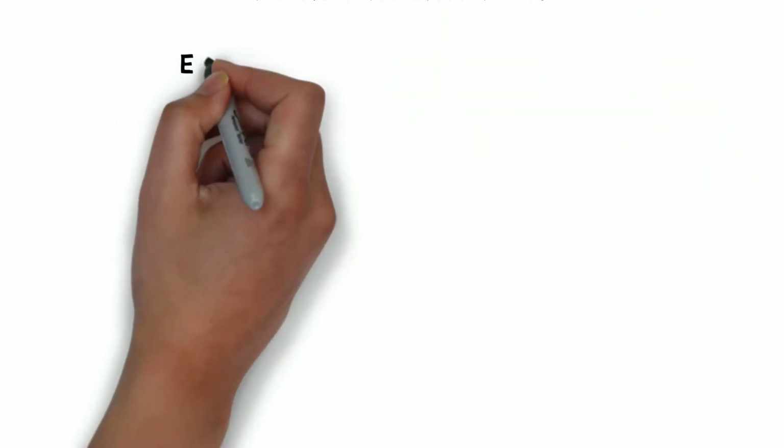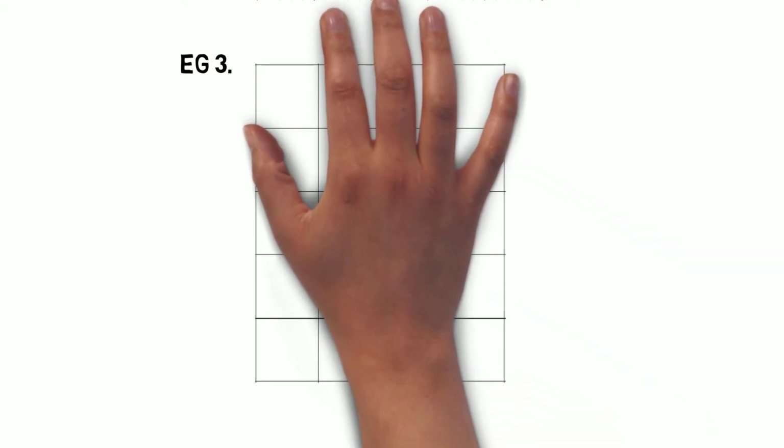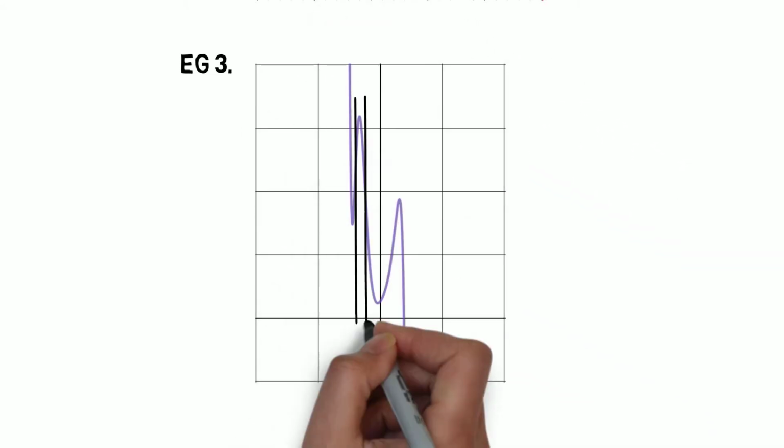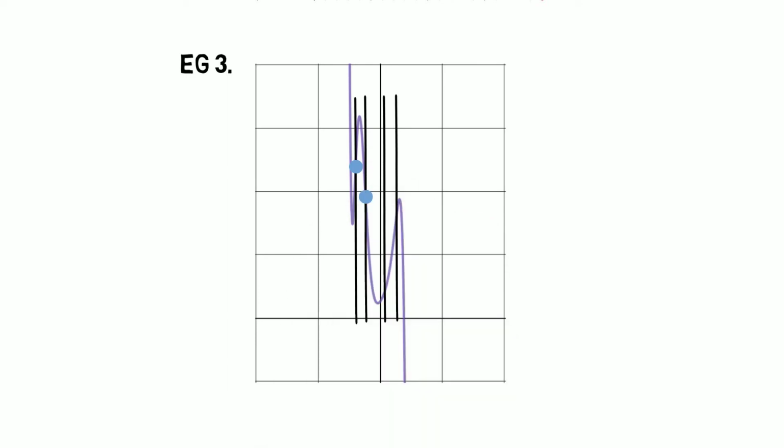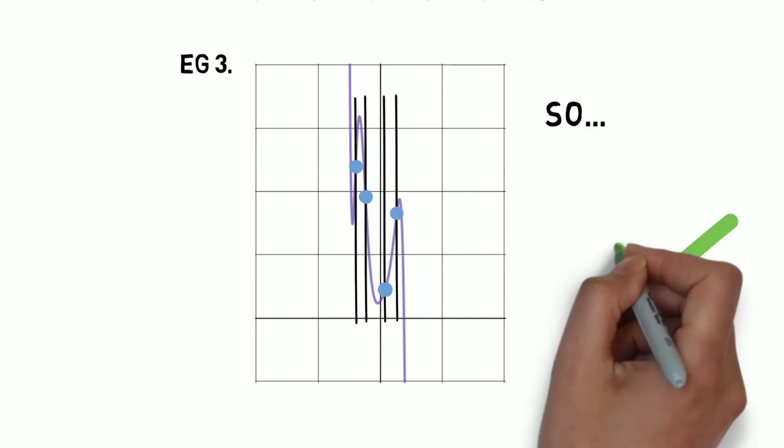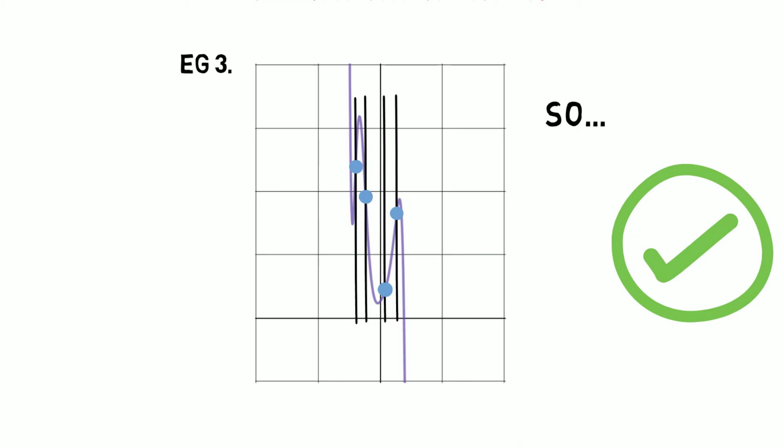And example 3, the same thing. We have ourselves a curve, and let's see if it's a function using the vertical line test. So we notice that they only intersect the curve once, which means that this curve is a function, because there is one y value for every x value.